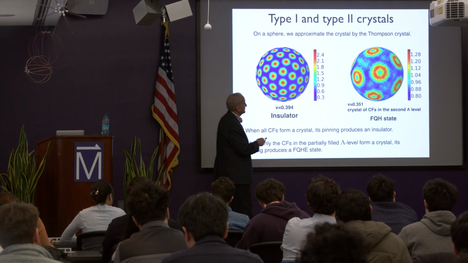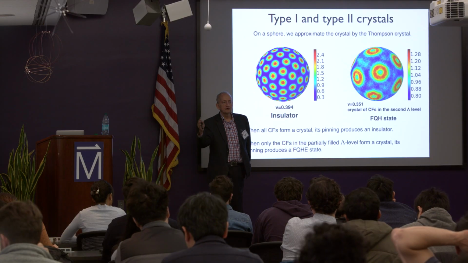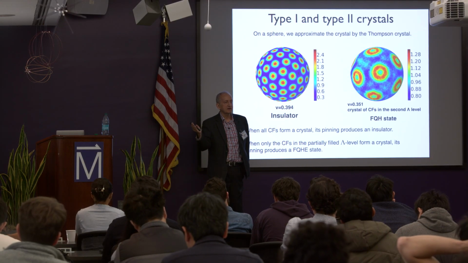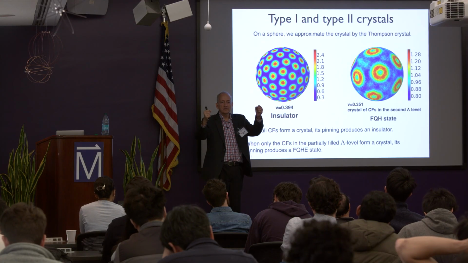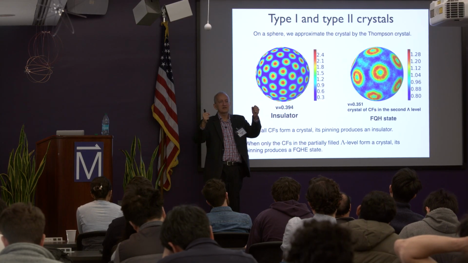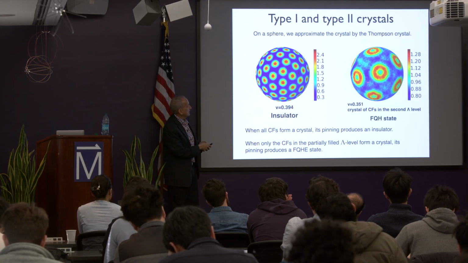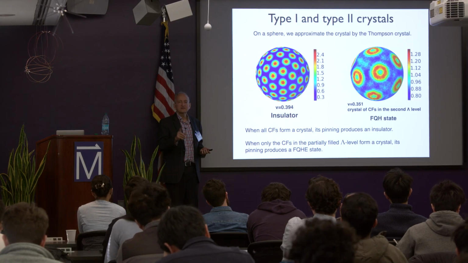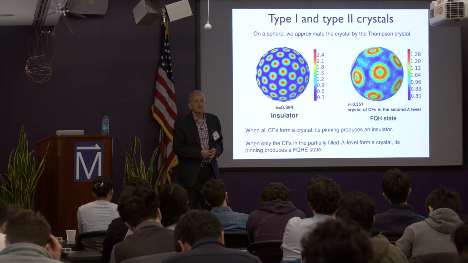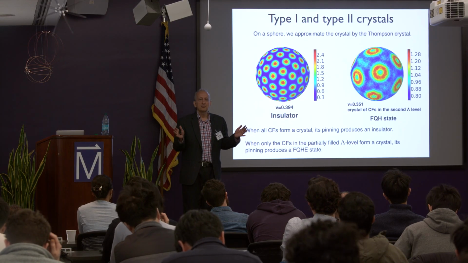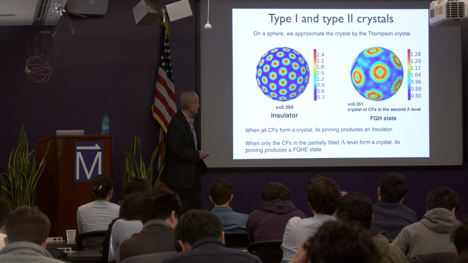But there's another crystal. Suppose I start from 1/3 and start moving away from that filling factor. Let's say I start filling the second lambda level. Only the composite fermions in the second lambda level can also form a crystal. If you pin this crystal, you get perfect fractional quantum Hall effect, because we know that if all the quasi-particles or quasi-holes are localized, that gives quantum Hall effect.